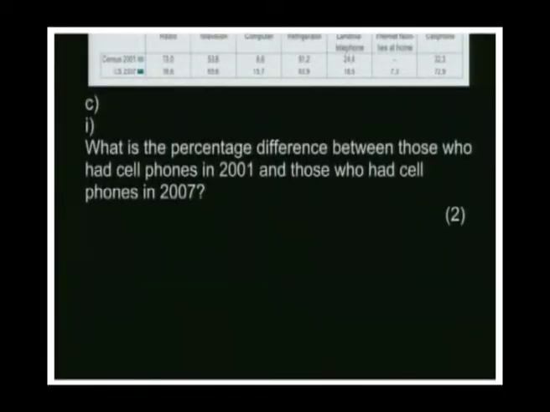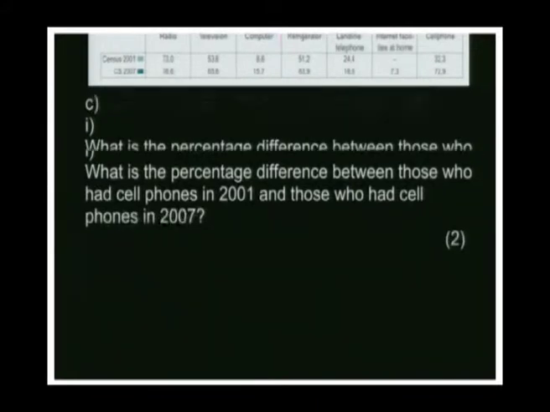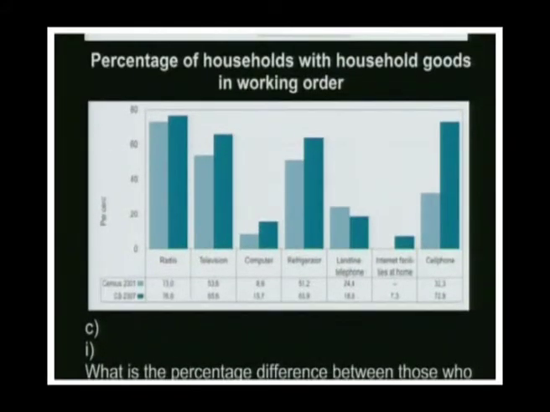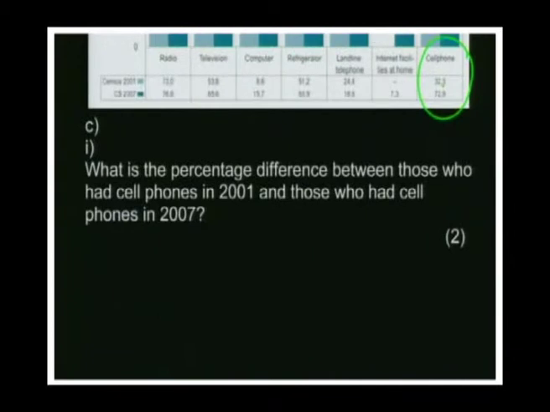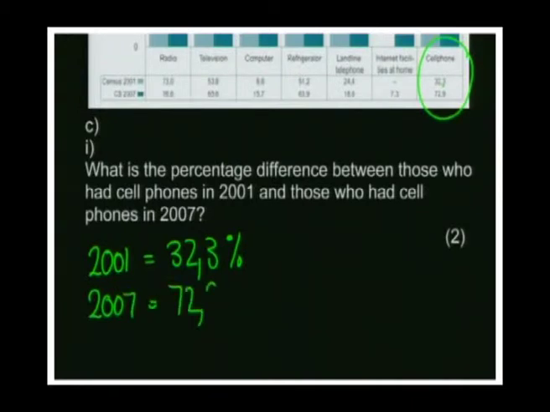C. What is the percentage difference between those who had cell phones in 2001 and those who had cell phones in 2007? So let's make sure that we're looking at the right table. Household goods, correct. Cell phones, correct. And the two figures that we'll be looking at is in 2001, we have 32.3% of households having a cell phone, and in 2007 we have 72.9% of all people having cell phones.